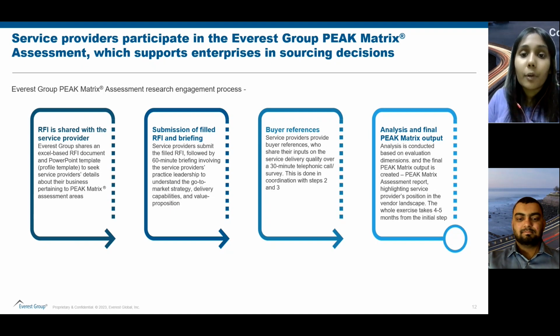Thank you, Sanket, for that comprehensive overview on the phases involved in the PEAK Matrix assessment. That concludes our ongoing series on the clinical and care management market.